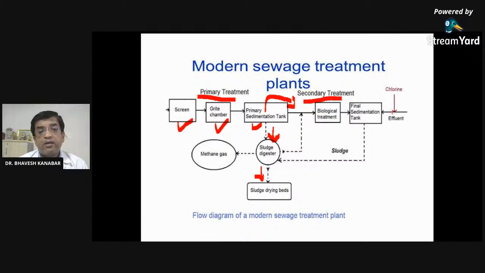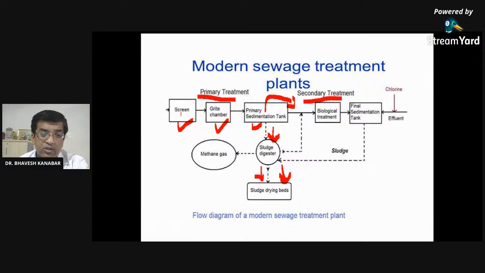It can be used for agriculture purpose, or it can be allowed to be drained into the river. But in case of here, it is used many times for agriculture purpose. And again, this sludge is also important manure for agriculture purpose. So it can be used in agriculture as a manure. So that is modern sewage treatment plant.